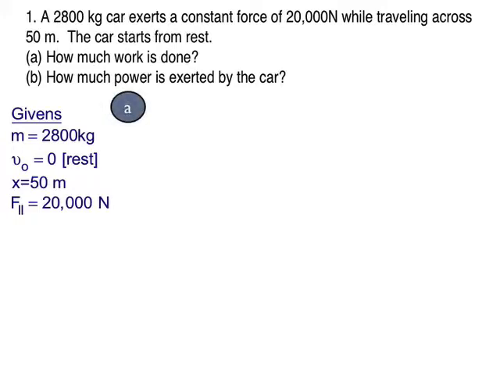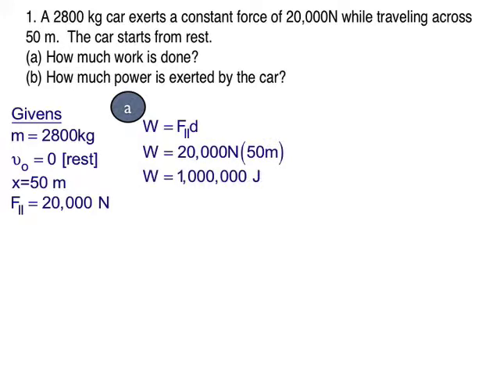Part A says how much work is done. Well, there are lots of ways to find work, but when I look at this list, I can see I've got force and I've got distance. So that's the way I'm going to choose. Work is equal to force parallel, that's because the force of the car is in the same direction of the motion, times the distance. So that's 20,000 newtons times 50 meters, or 1 million joules. So this car does 1 million joules of work.